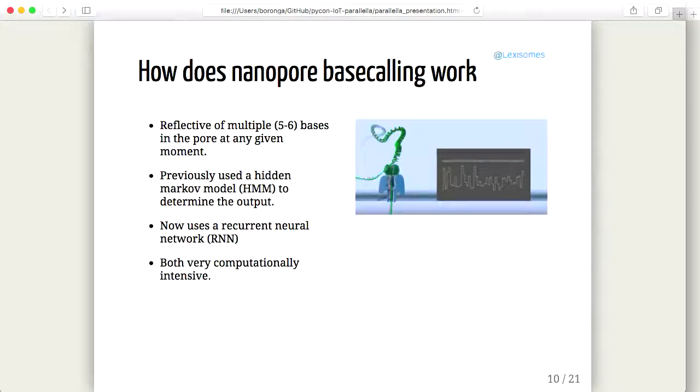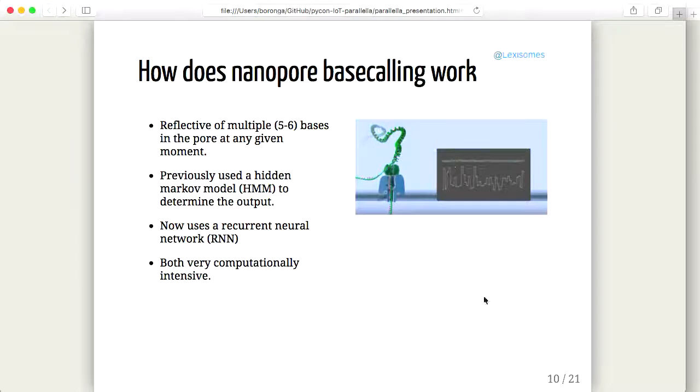First, we'll go into how this base calling actually works. In this picture, you might not be able to read it, but this spike here sort of corresponds to a G. But that's not really the case. What's actually going on is that it's representative of 5 or 6 nucleotides that are in the pore at any given moment, rather than 1.